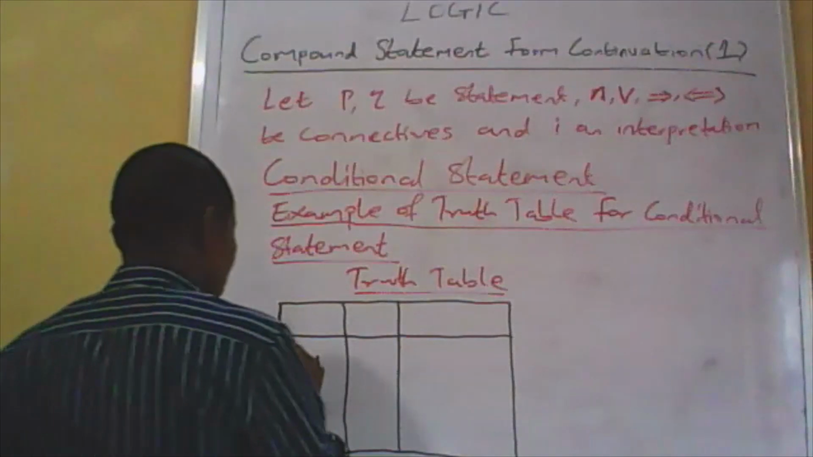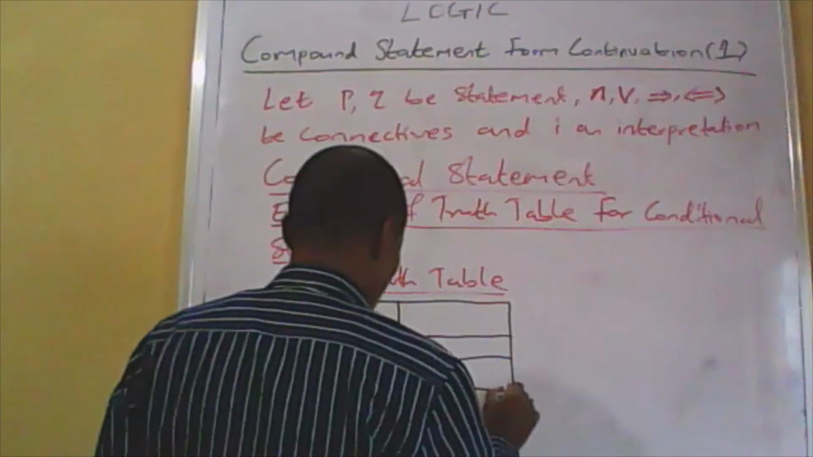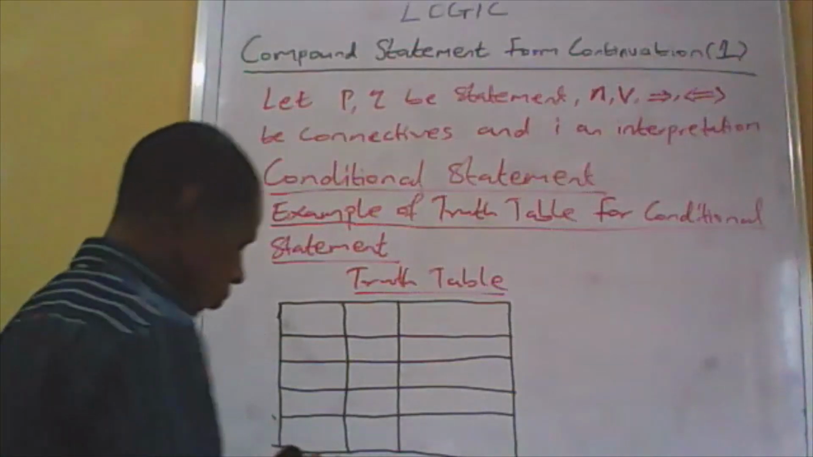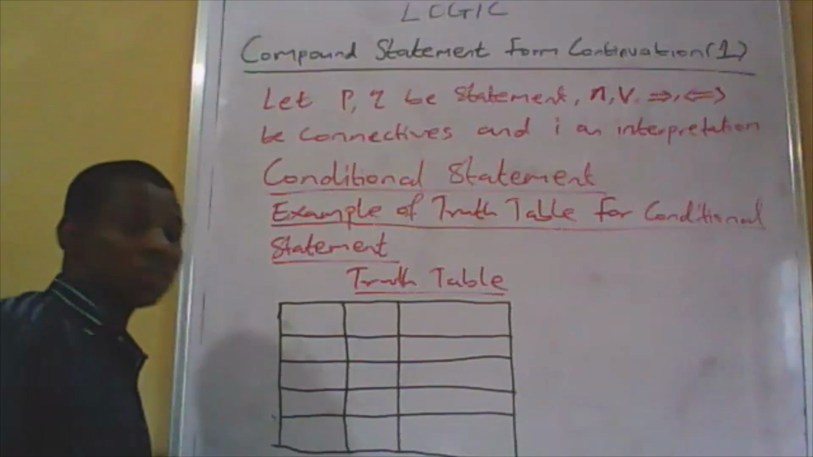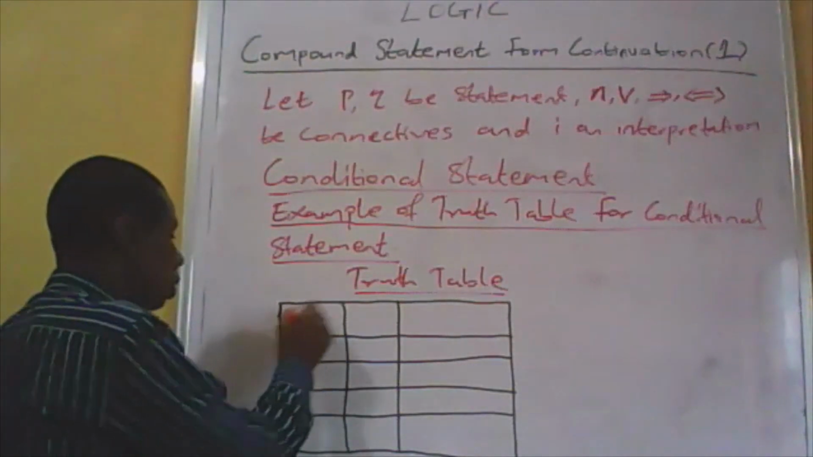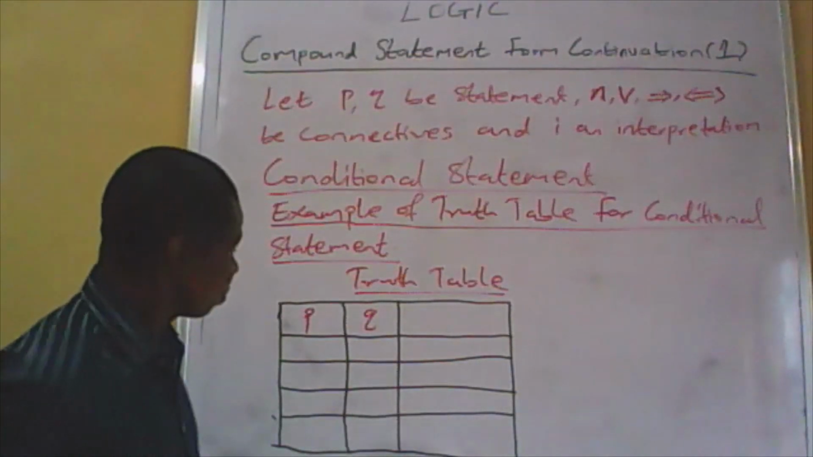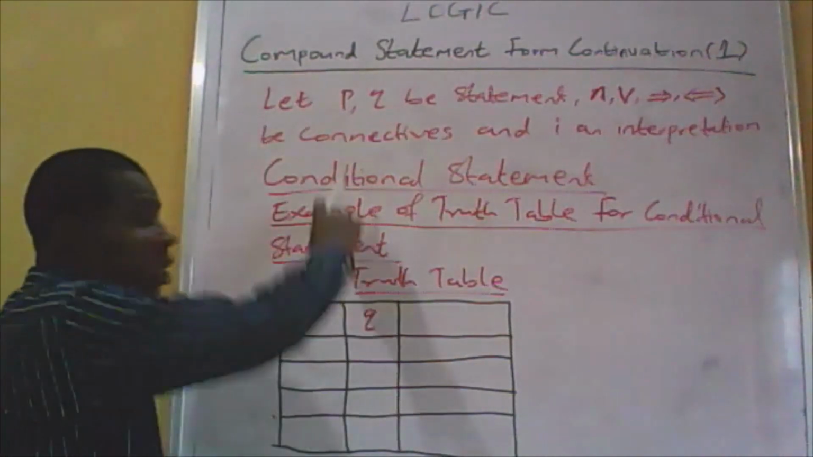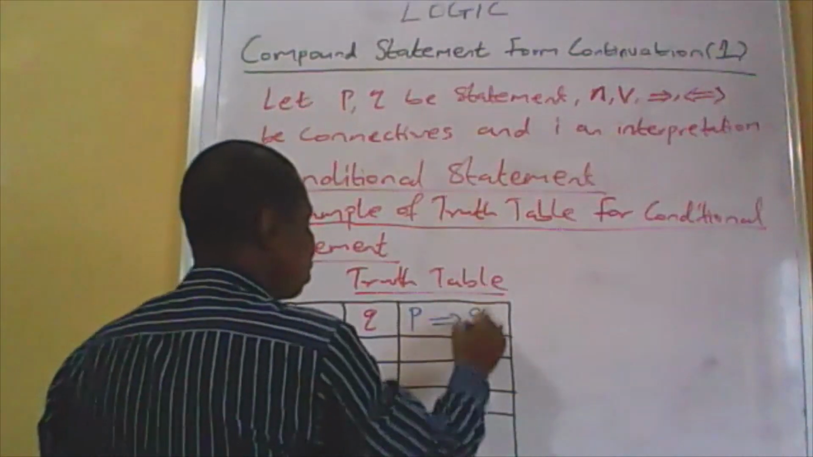You have number 1, 2, 3, and 4. You know that our first row contains our statements, and we have P, we have Q, then we have our compound statement, that is the conditional statement P implies Q.